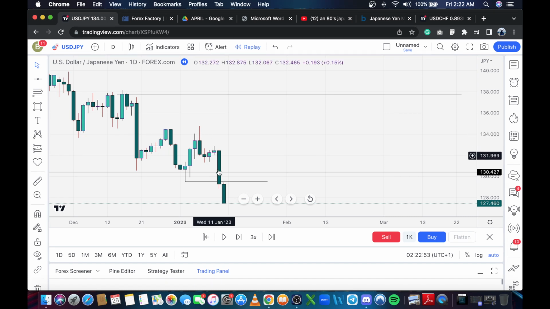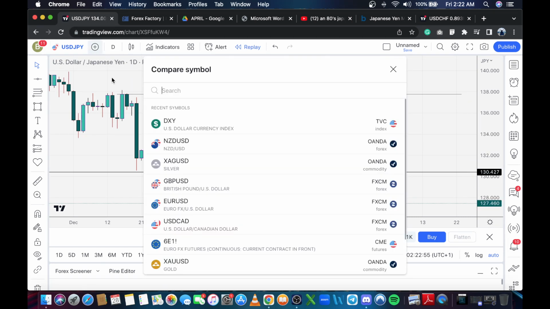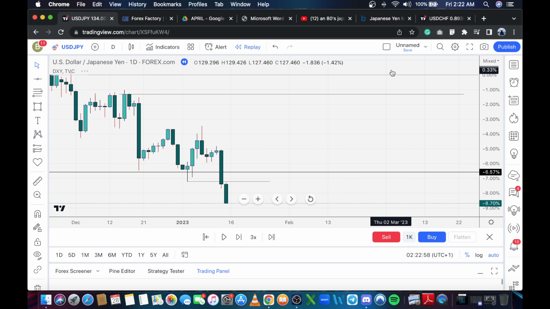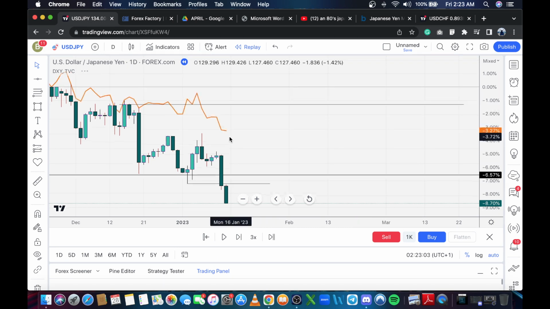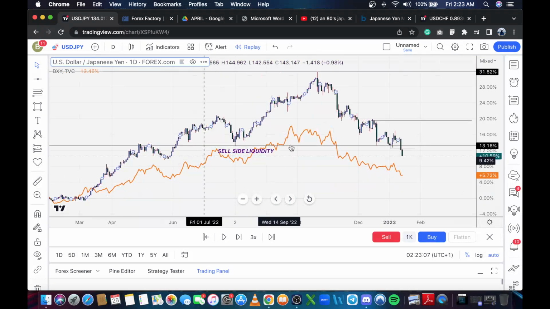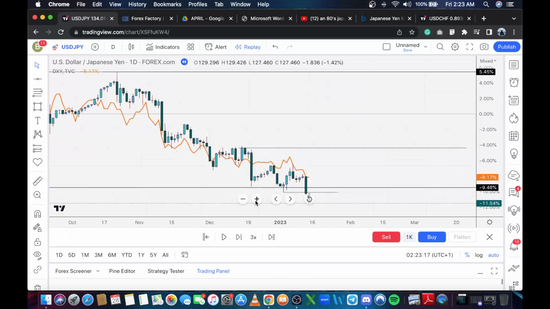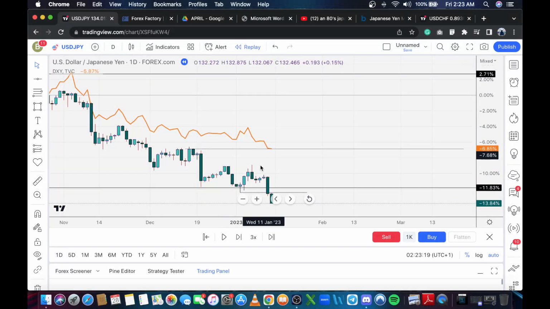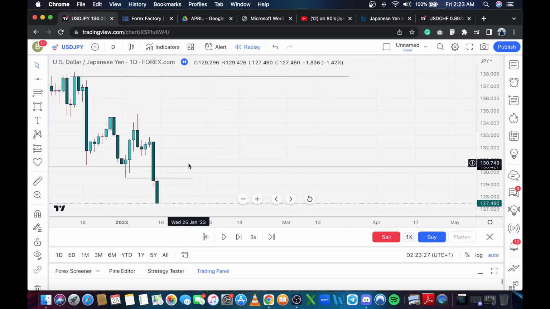As price trades lower into that sell side liquidity, let's look at dollar real quick. Does dollar confirm lower prices? You can see as price trades lower through the sell side liquidity on USD/JPY, dollar is also trading lower. Okay, so very clearly the trend is bearish on USD/JPY. Awesome.